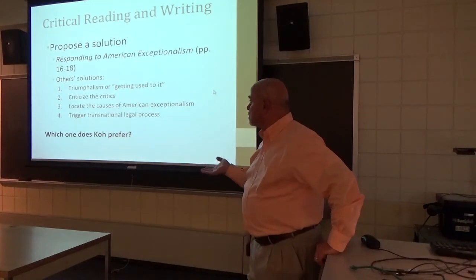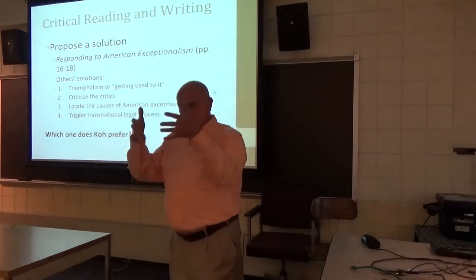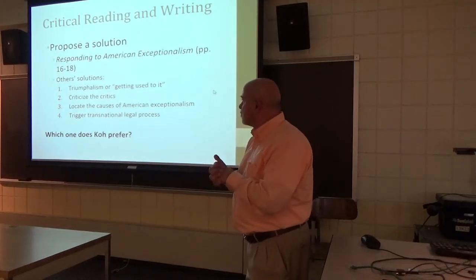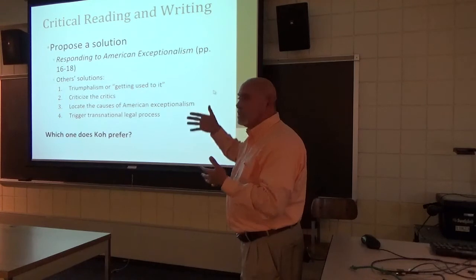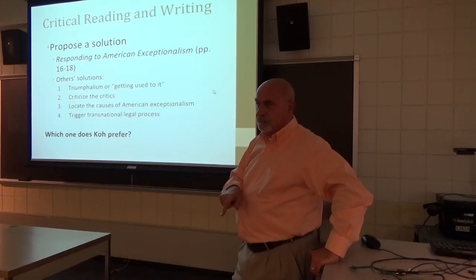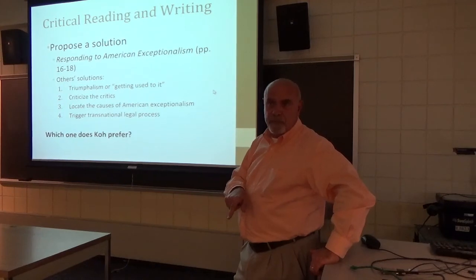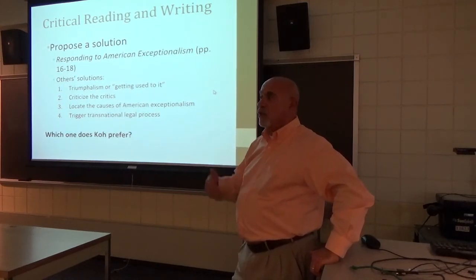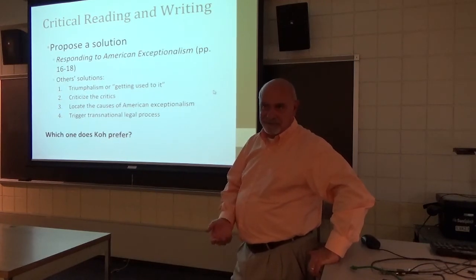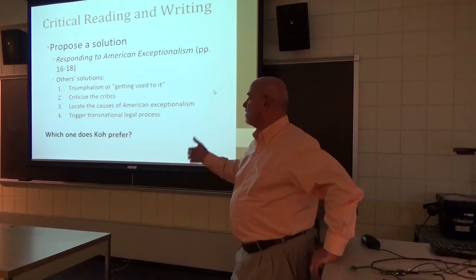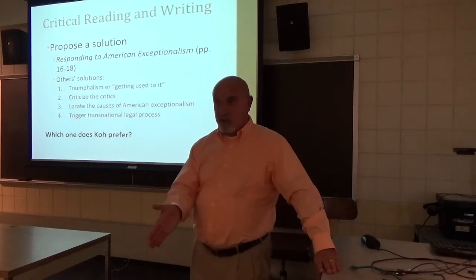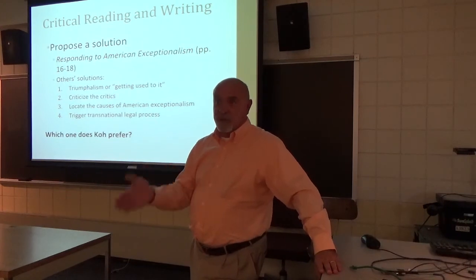The next one is locate the causes of American exceptionalism. Try to figure out, where is it? What causes them to think that they're exceptional? And then trigger transnational legal process. And of course, which of these four is the one that he thinks will solve the problem? Yeah, the last one. Okay, he argues in order for the United States to clearly define itself as exceptional, right, it has to trigger transnational legal process. It has to become a member of the international community that supports the rule of law and stops breaking the law.